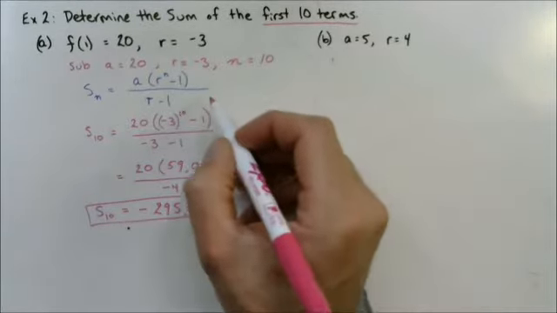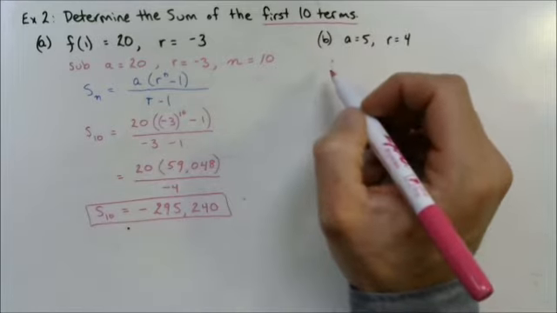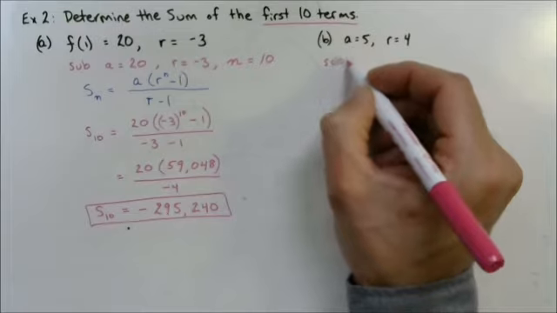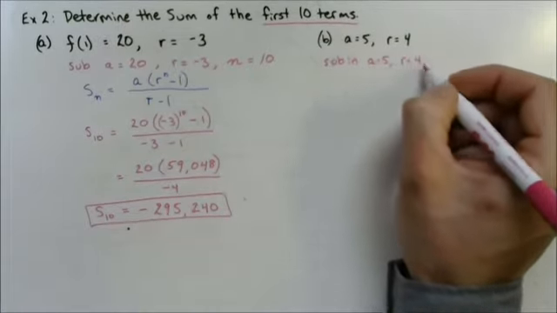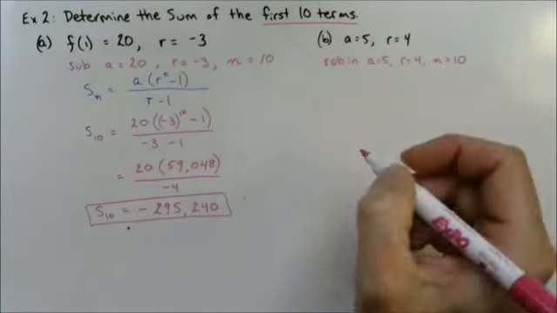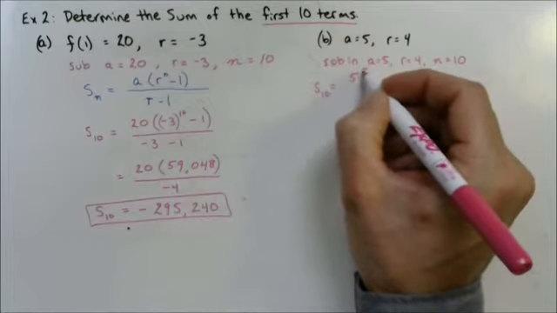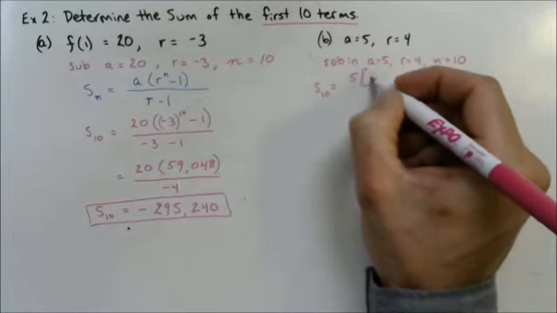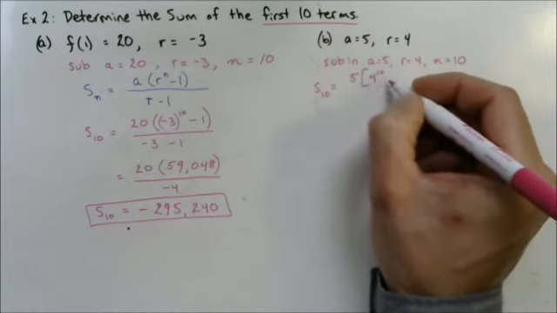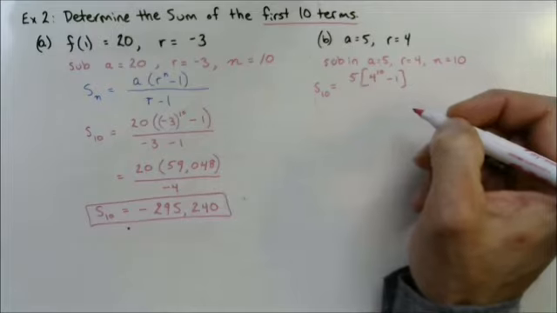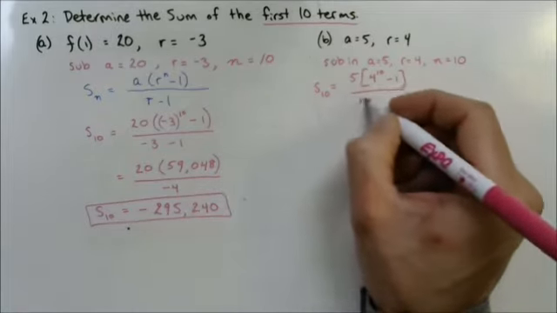All right, again, I'm just going to take this general equation and I'm going to sub in what I know. I'm looking for the first 10 terms. So I'm going to sub in a equals 5, r equals 4, n equals 10. So the sum of the first 10 terms is 5, and then in brackets, 4 to the power of 10 minus 1. And in the denominator, I've got 4 minus 1.